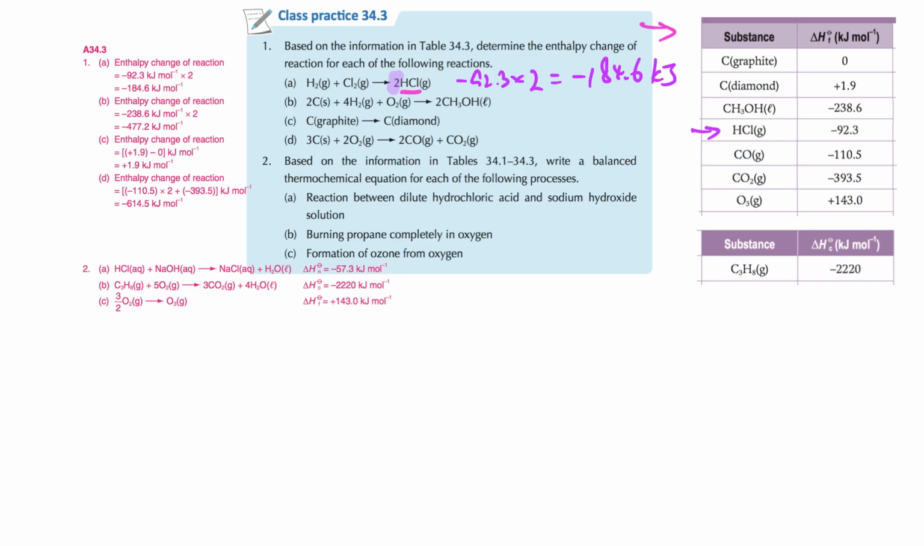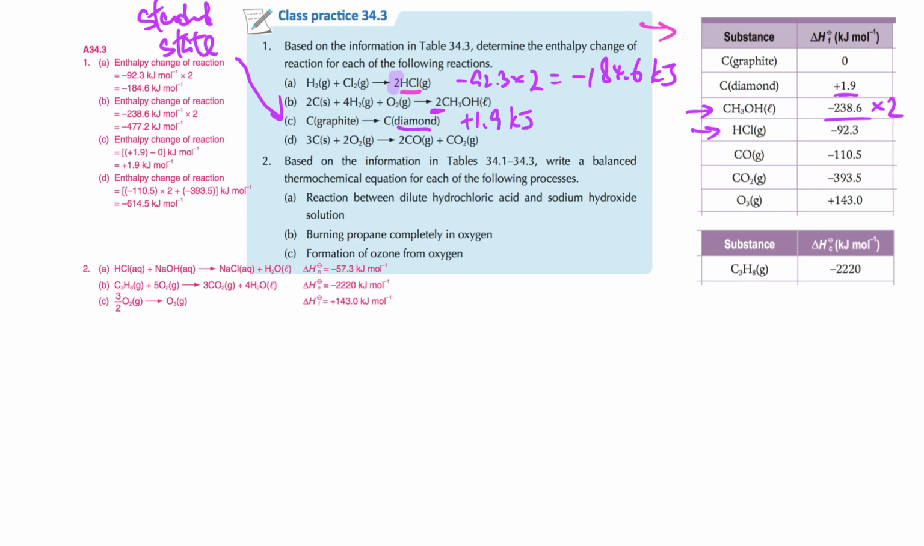And then B, 2 C, 4 H2 and O2. Again, you're going to form 2 methanol, so for this one you just need to multiply by 2. And then for graphite to diamond. Remember, graphite is the standard state. So they are not changing in between the elements which have the same standard state. Therefore, when graphite goes to diamond, it has to absorb 1.9, so this one is 1.9 kilojoule.